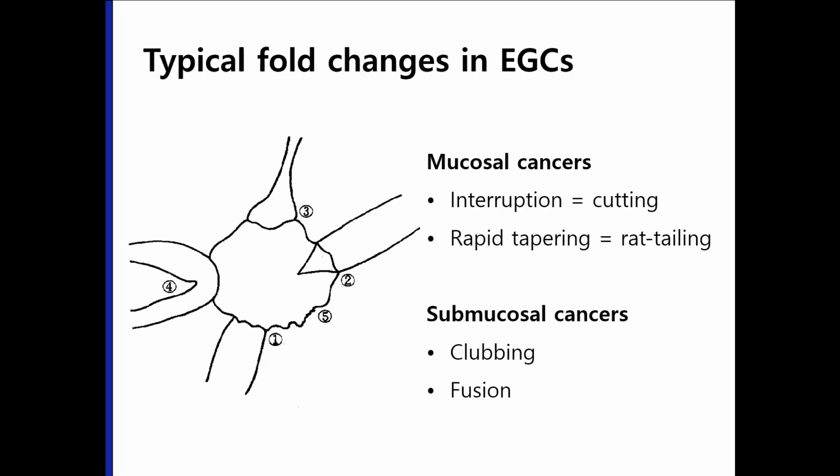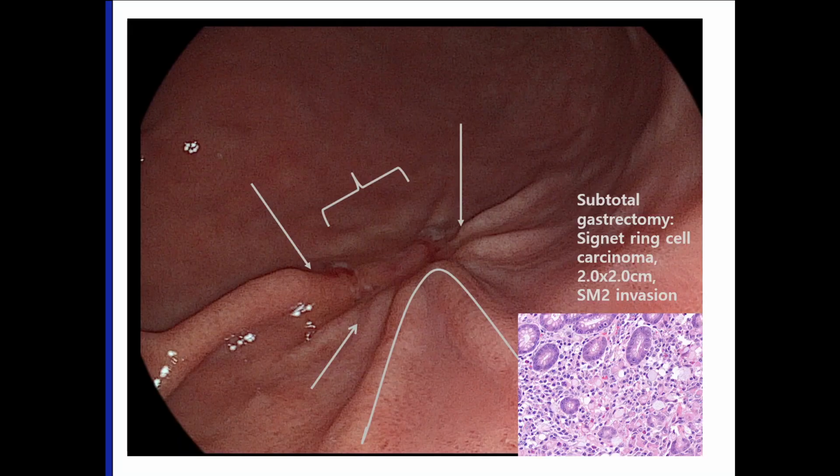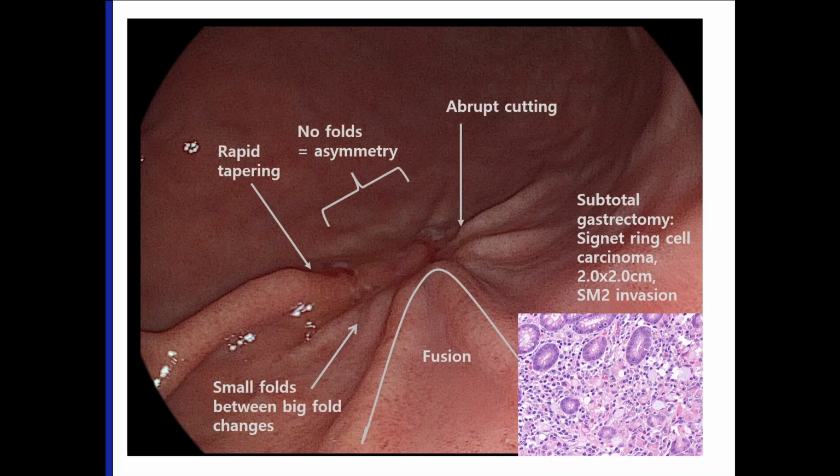These are typical fold changes in early gastric cancers. For mucosal cancers, you can see interruption and rapid tapering. For submucosal cancers, you can see clubbing and fusion. In this small submucosal signet ring cell carcinoma, you can see a lot of fold changes. How do you call it? I can see abrupt cutting, rapid tapering, and fusion. Asymmetrical fold change is also a sign of malignancy.